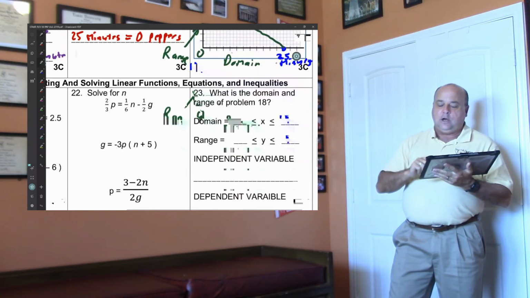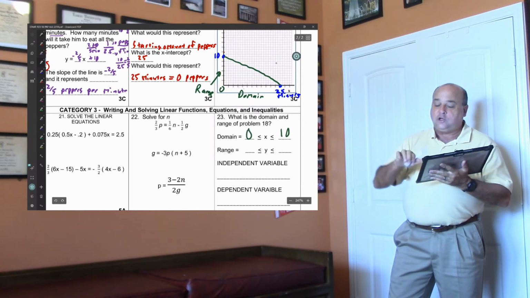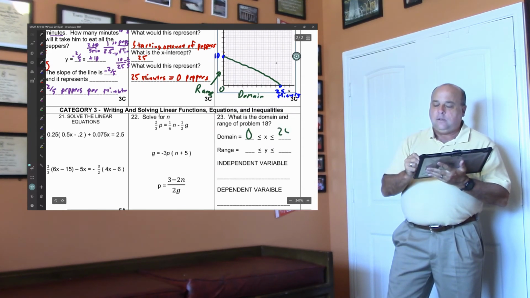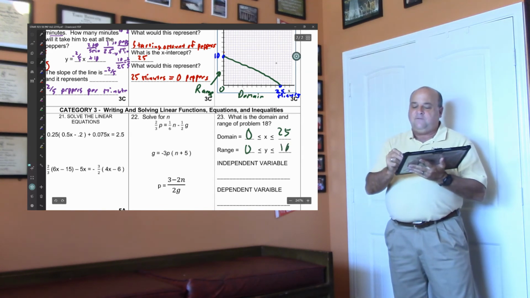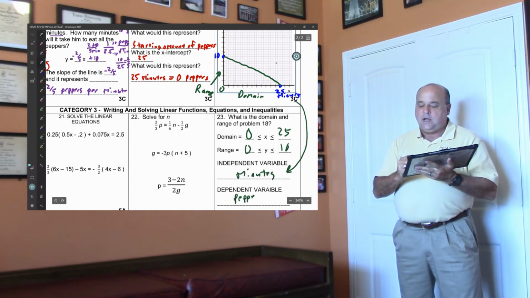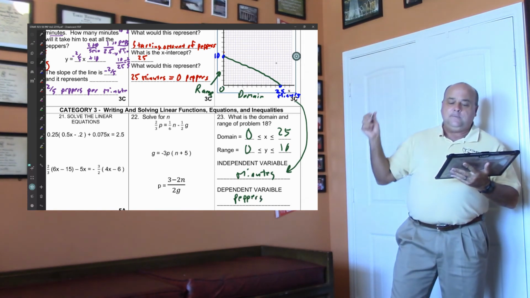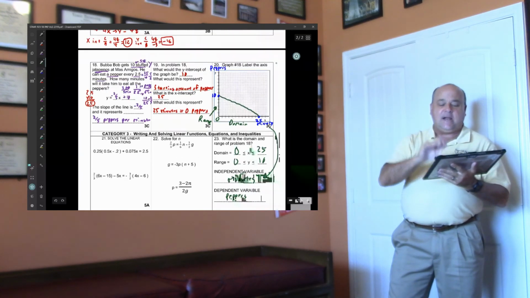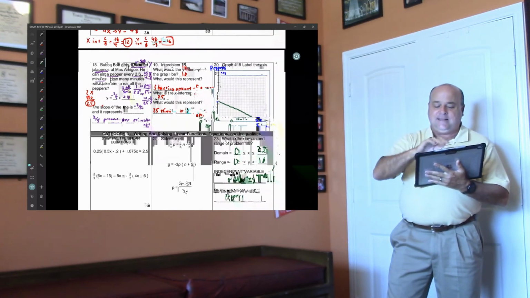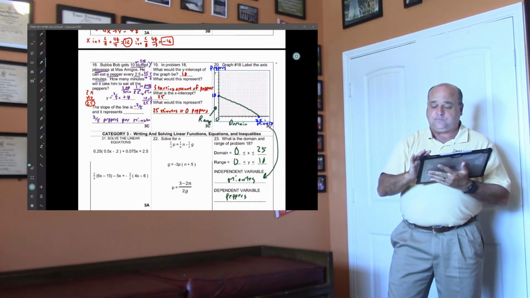Okay, so let's go down to here and get our domain and range. The domain is going to go from 0 to 25, right? Sorry about that. And the range will go from 0 to 10. And the independent variable is your x-axis label. That's going to be minutes. And the dependent variable would be the peppers. So the number of peppers depends on how many minutes you're eating, okay? Pretty tough concept today on that top part there. Okay, you'll get this down. This was pretty hard to get the slope because you had a decimal in there, didn't you?